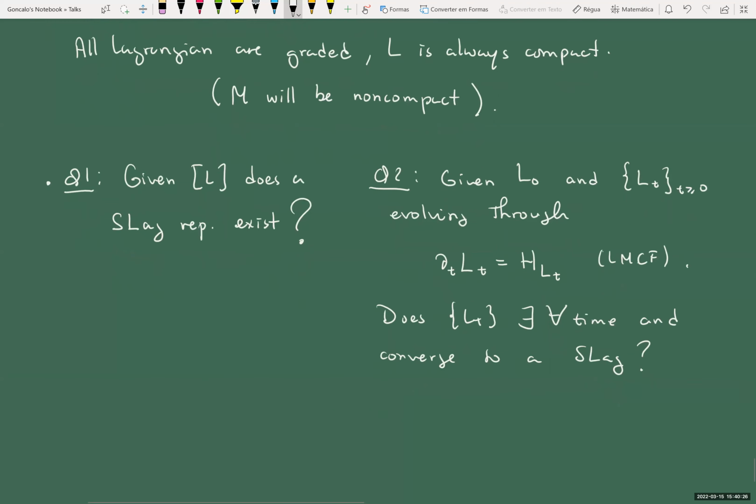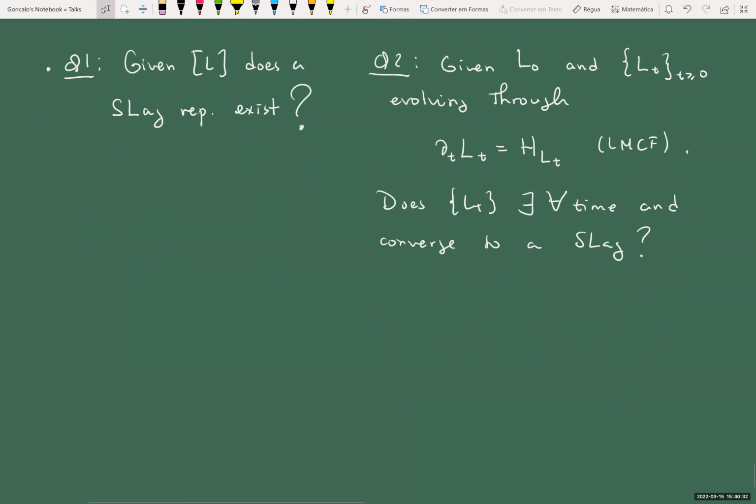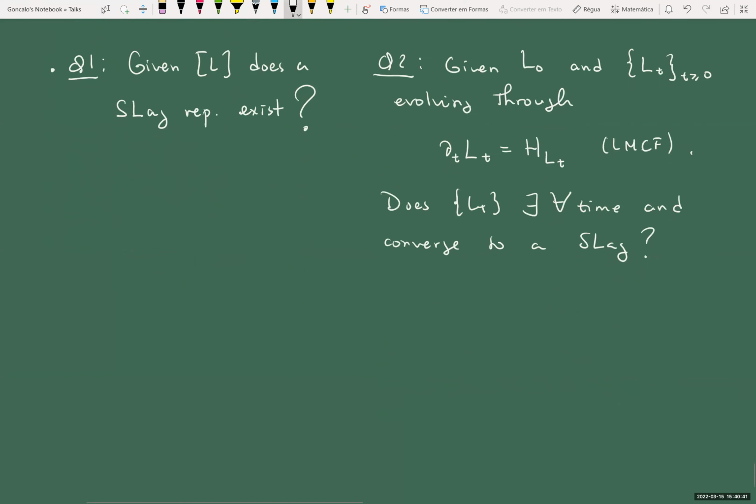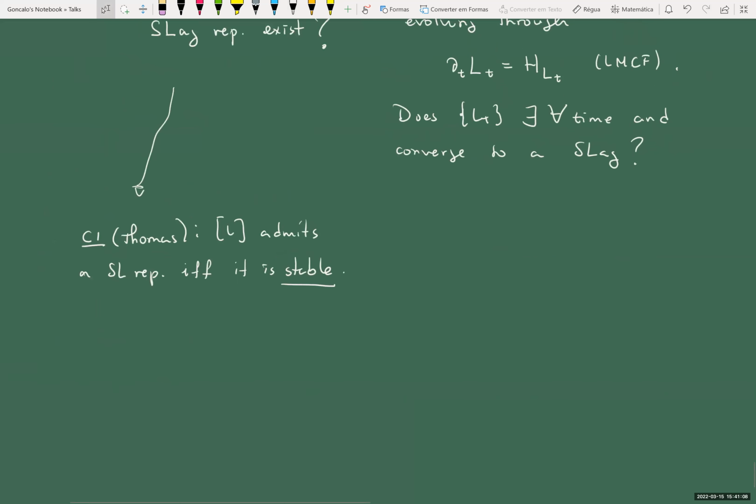Okay, so these are two questions, and there are two conjectures on these, and these are based on a phenomenon called mirror symmetry, and these are conjectures due to Richard Thomas and Yau. And so the first conjecture, that's Thomas, says that L admits a special Lagrangian representative if and only if it is stable. I'll define what stable is.